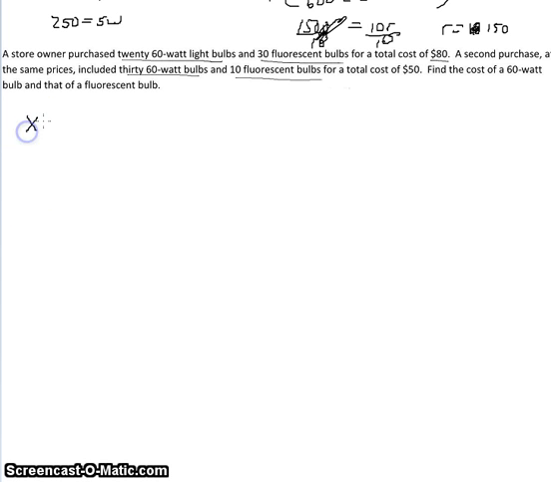Well, what I should always start by doing, and what you should start by doing with these, if you're not using a formula, is ask yourself, what is it that you're trying to find? And x is saying, I want to find the price of something. Let's say we're trying to find a 60-watt light bulb price. And y is going to be the price of a fluorescent bulb.